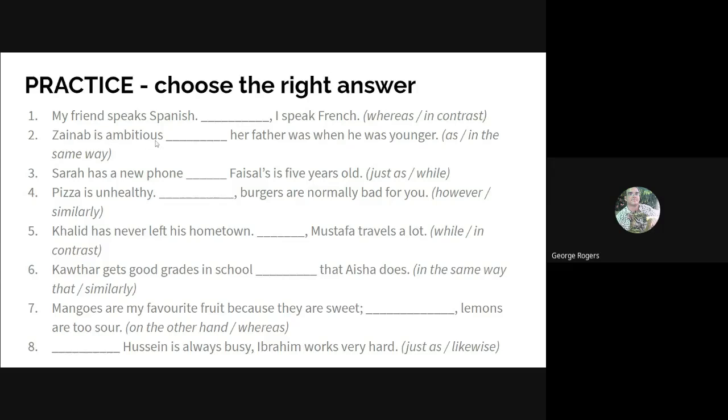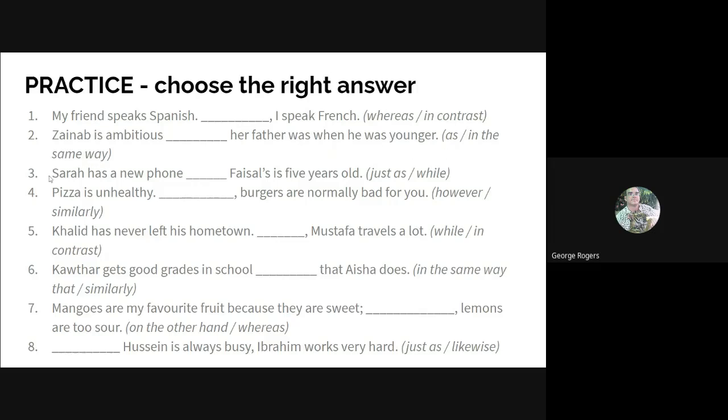Zainab is ambitious. Okay? We got one sentence here. Do we have a semicolon? No. So this is a subordinator. All right. Zainab is ambitious, blank, her father was when he was younger. In the same way, again, that's a transition, so we're not here. Zainab is ambitious as her father was when he was younger.